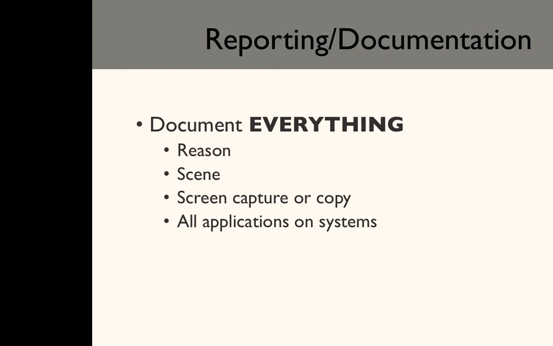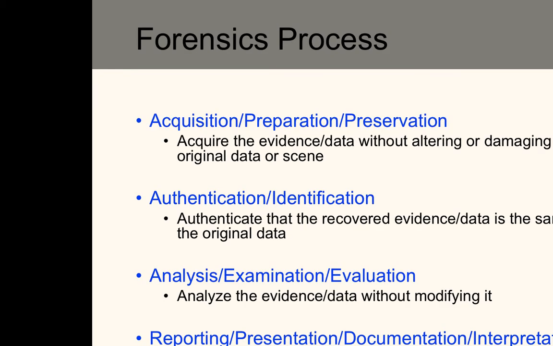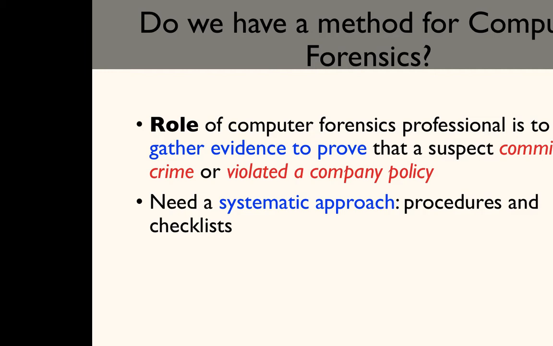So reporting is basically documenting everything. So those are the 4 steps, AAA and the report. So basically, as a computer forensic scientist, their role is to gather evidence to prove a suspect committed a crime in a public investigation or violate a company's policy in a private setting. So because this is very serious stuff, obviously we need some systematic approach.